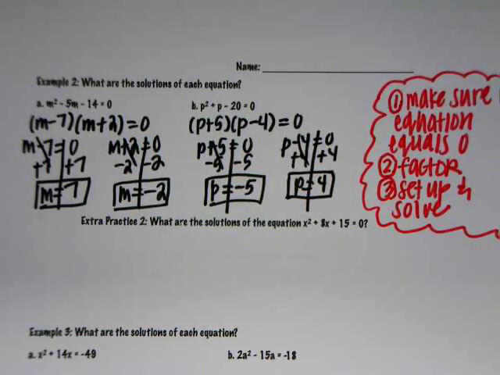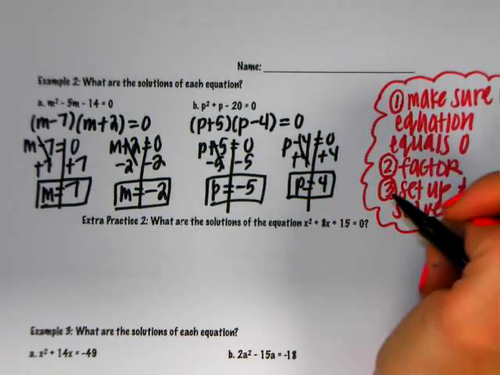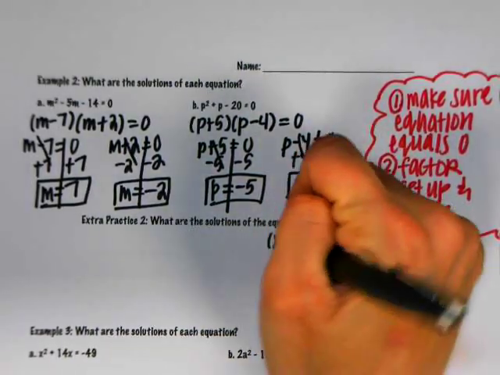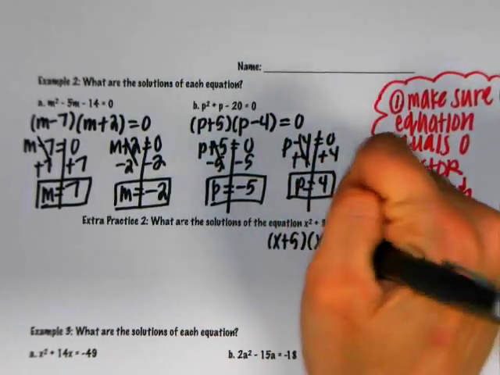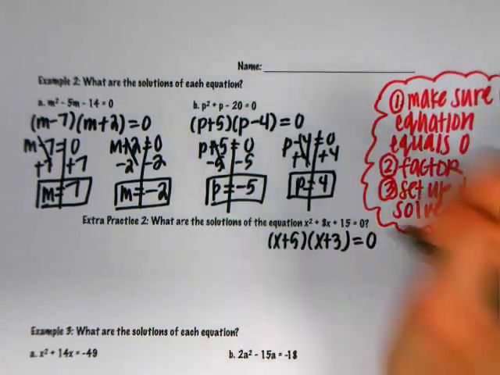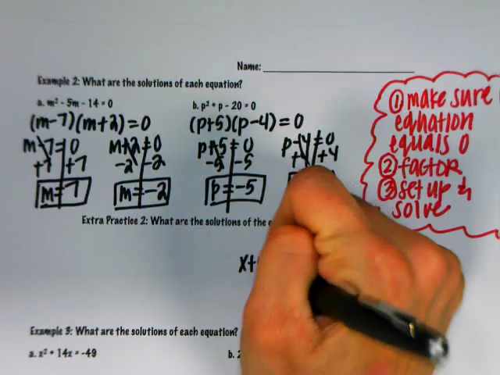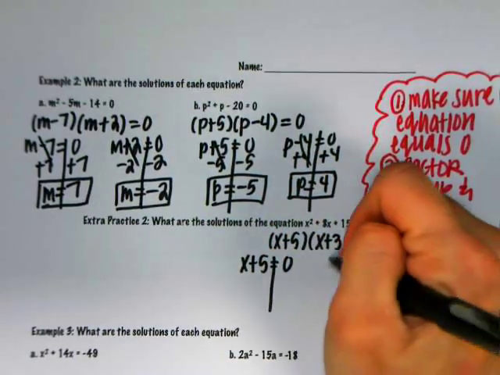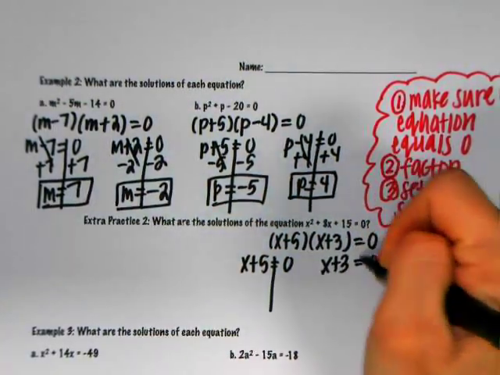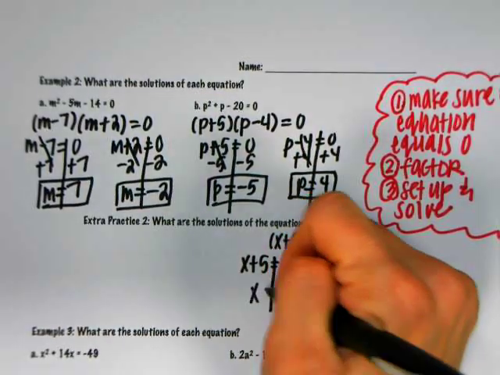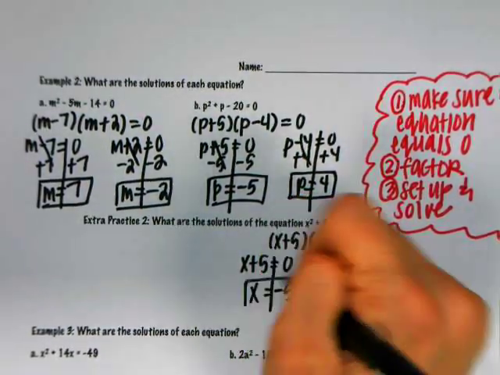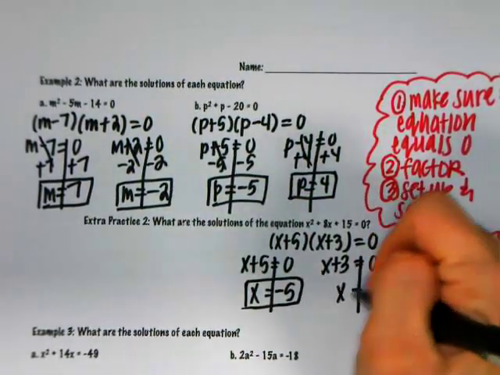Okay, ready? Okay, does it equal 0? Yep. Okay, how is that factored out? 5 and 3, yep. Okay, and then set them both equal to 0. x plus 5 equals 0. x plus 3 equals 0. So what two answers do you get? x equals what? Negative 5 and negative 3, yep.